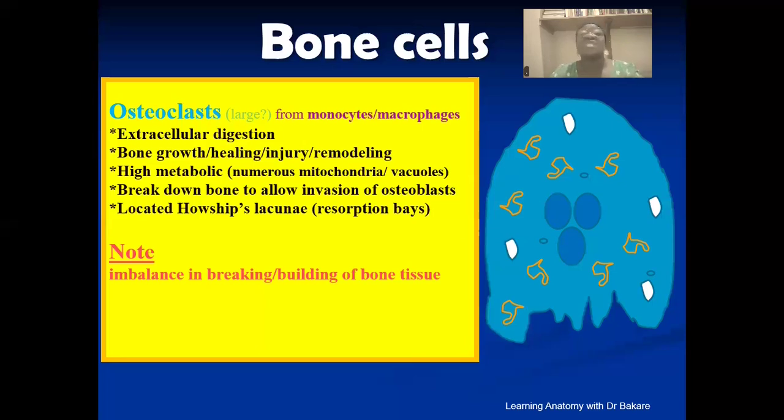So the rate at which the osteoclasts break down bone tissue must balance off with the rate at which the osteoblasts build up new bone tissue. And when there's an imbalance in these two processes, it will lead to osteoporosis, which is the loss of bone tissue. So there has to be a balance between these two processes so as to prevent the loss of bone tissue that can lead to osteoporosis.